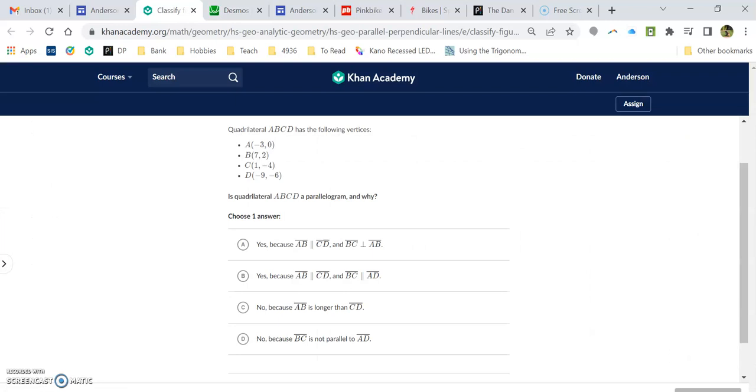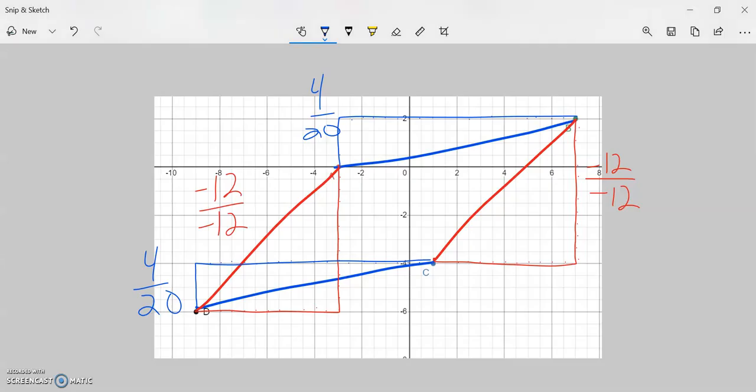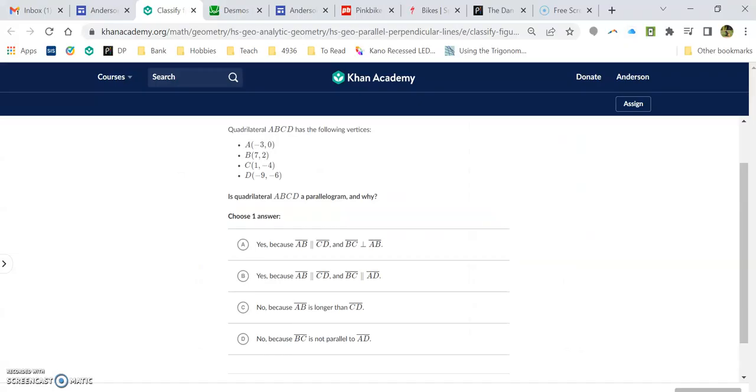So let's make sure we have it right. It's either going to be A or B. AB is parallel to CD. That's good. Oh, it needs to be this one because BC is parallel to AD. We don't want the perpendicular part.